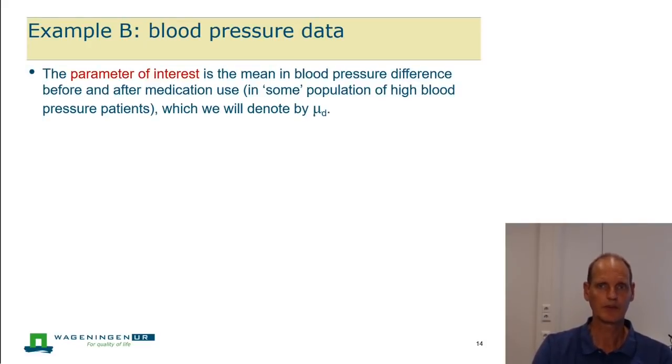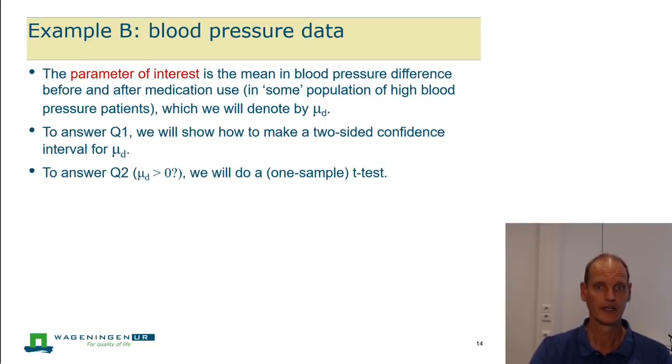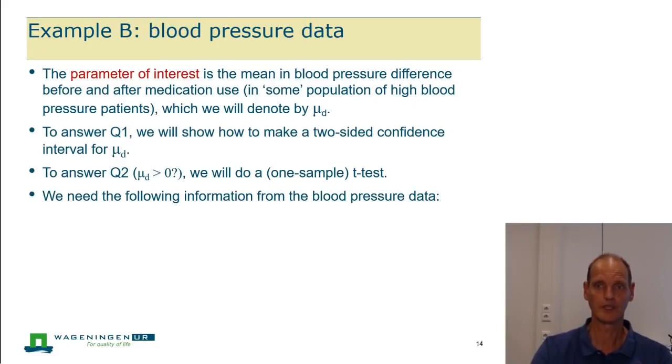In this case, the parameter of interest is the mean blood pressure change, or blood pressure difference before and after, in the population. We will denote this parameter of interest by mu d. You see that it's very close to what we saw in the one sample case. There we had mu of y, and now the d replaces the y. To answer the first question, we will show how to make a two-sided confidence interval for mu d. And to answer the second question, is mu d positive, we will do a one sample t-test.